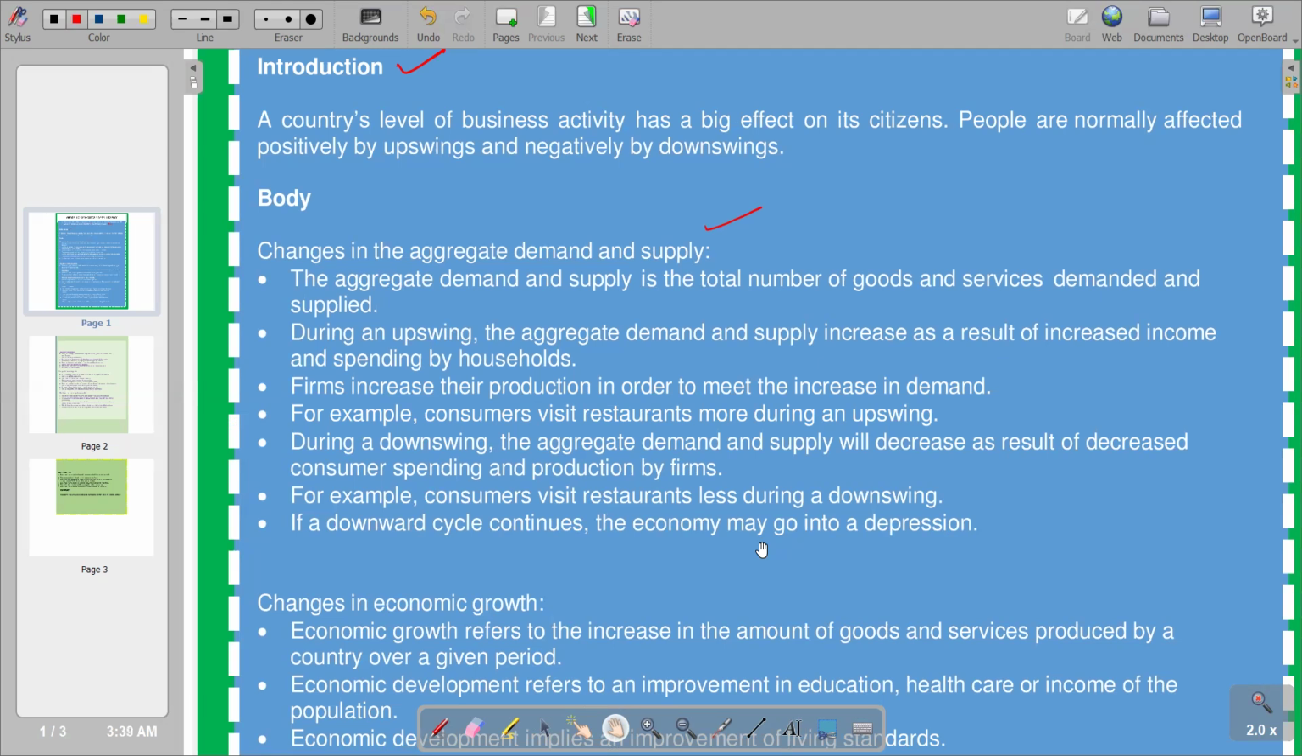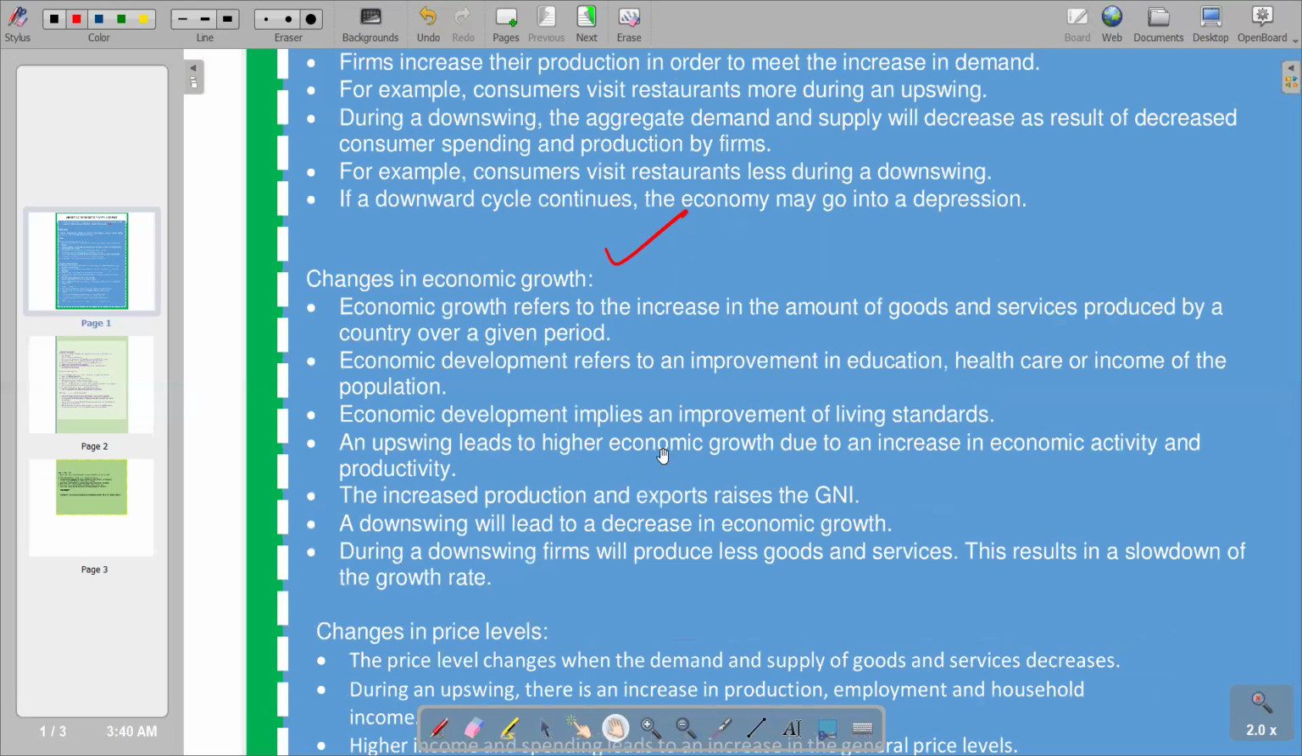So we are going to the second part now, where we've got changes in economic growth. That's the second point that we have here. We are going to do the same: we're going to look at the effects of economic fluctuations on economic growth. That's what we are going to do in the second part. So we go there and look at the explanation that we're given.